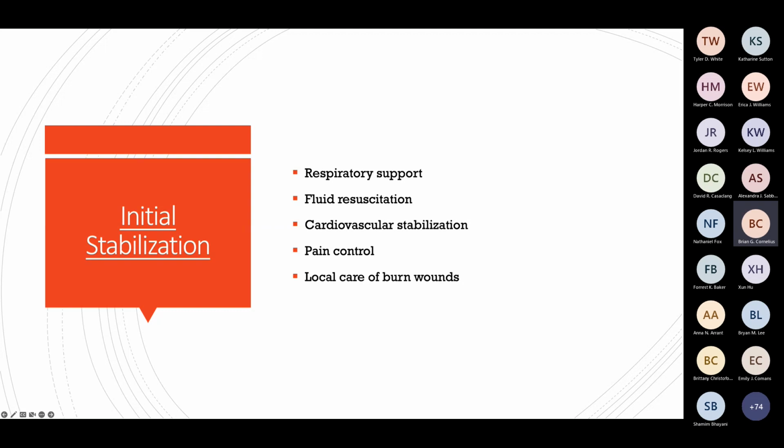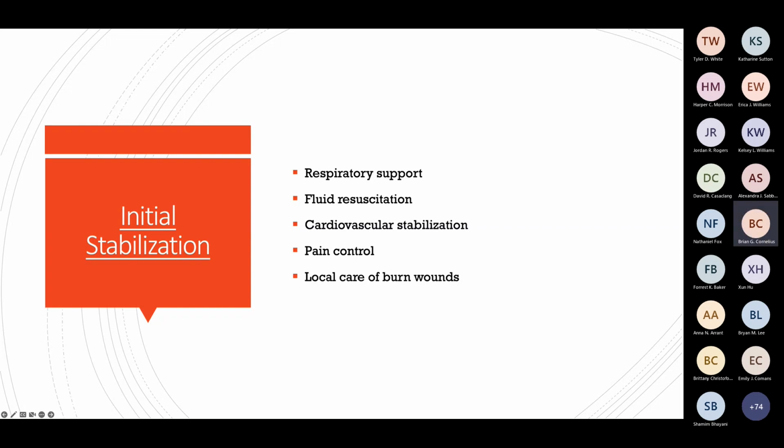Again, one of the big things we worry about is pain control for these patients. And even though opioids have kind of been the long hallmark of treatment, we've moved on to other things. As I mentioned, ketamine is pretty common, as well as peripheral nerve blocks. And then localized care of the burn wounds. So you'll see these patients generally go to the operating room daily, if not twice daily, for debridement of the wounds, especially when they first come in.